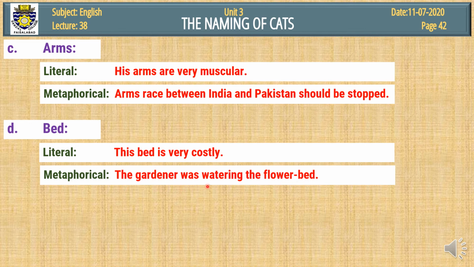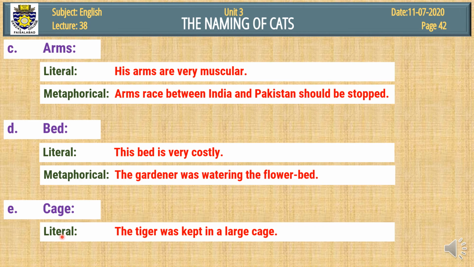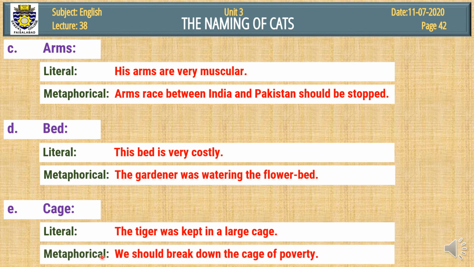In its metaphorical sentence, the gardener was watering the flower bed. E. Cage. Pinjra. In its literal meaning, in its book meaning, the tiger was kept in a large cage. In its metaphorical meaning, we should break down the cage of slavery. जो गुलामी का पिंजरा है उसको तोड़ देना चाहिए.